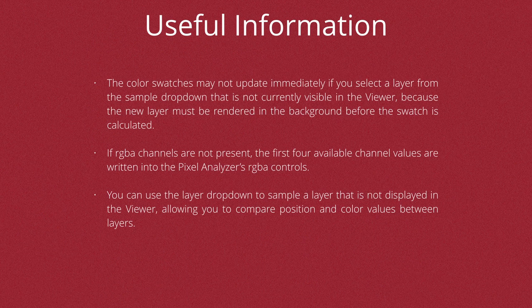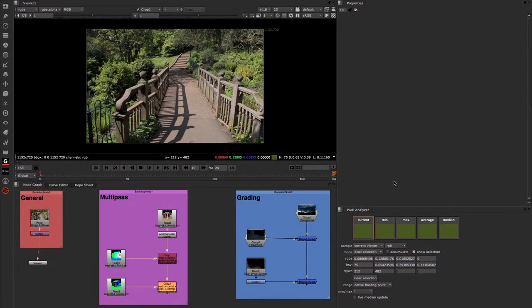viewer, just like we saw earlier when I chose the point or normal pass. They weren't actually visible in the viewer, but we were still able to sample them. And that can be really useful because it basically enables you to compare color and position values between layers. Okay, back to Nuke. There are now three ways that you can basically select your pixels for analyzing.